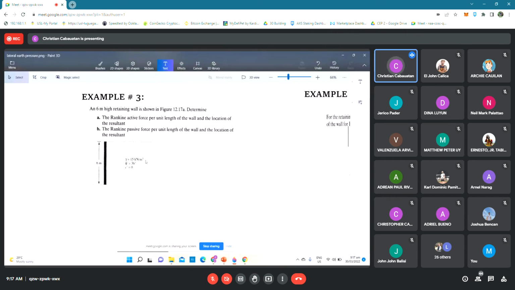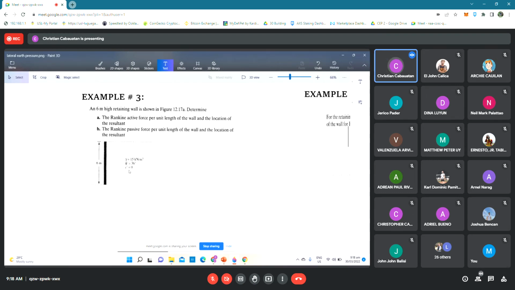Okay. So for example number 3, a 6-meter high retaining wall shown in Figure 12.17, determine, first, the Rankine active force per unit length of your wall and the location of the resultant, FA, and then Z for the location. The second part would be the Rankine passive force per unit length of your wall and the location of your resultant.